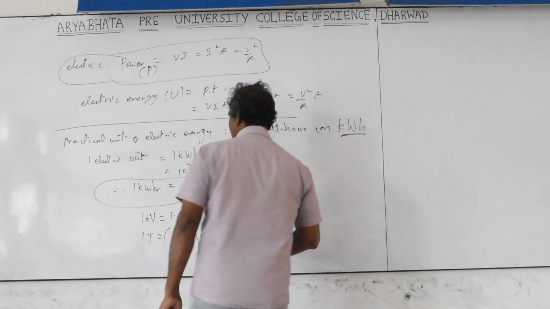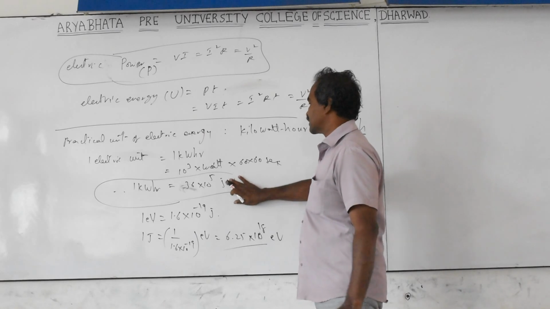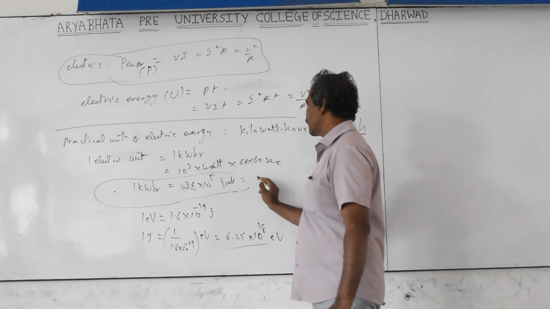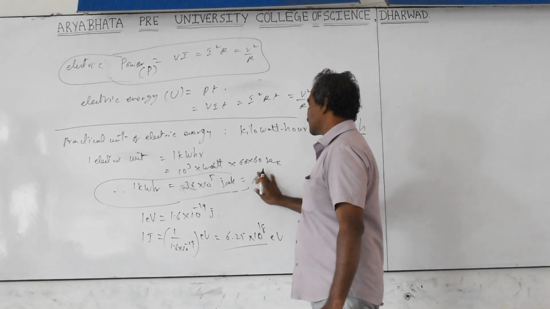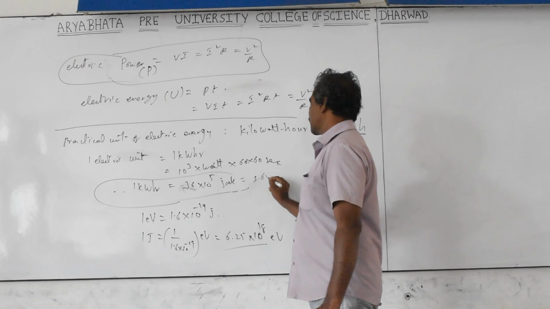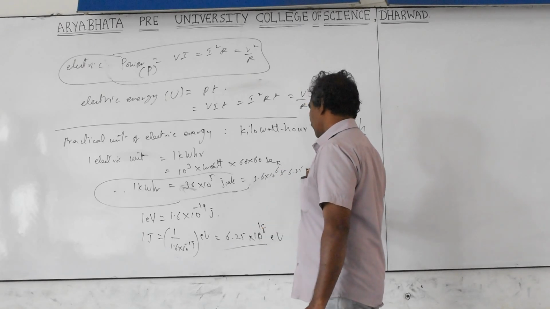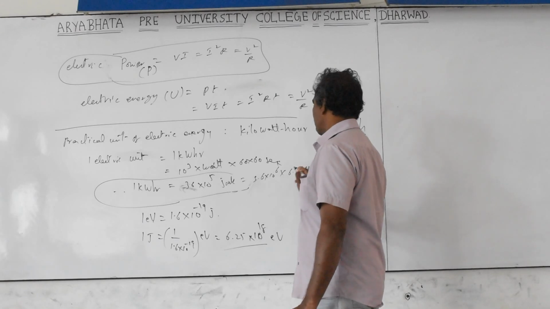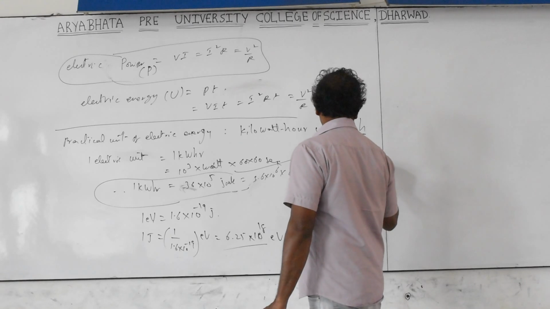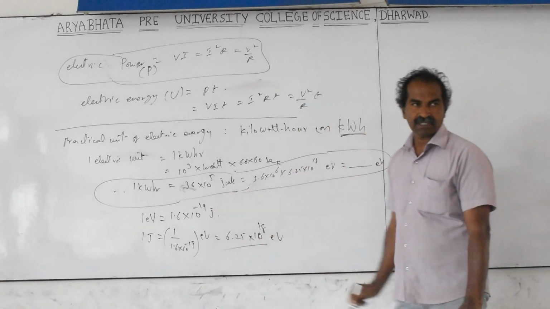Now we want 1 kilowatt hour in electron volts. This is only for numerical purposes, not other cases. 1 kilowatt hour is equal to 3.6 into 10 to the power of 6 into 6.25 into 10 to the power of 18 electron volts. Yes, check out the calculation of this. Verify yourself. This is required only for numerical purposes, not otherwise.